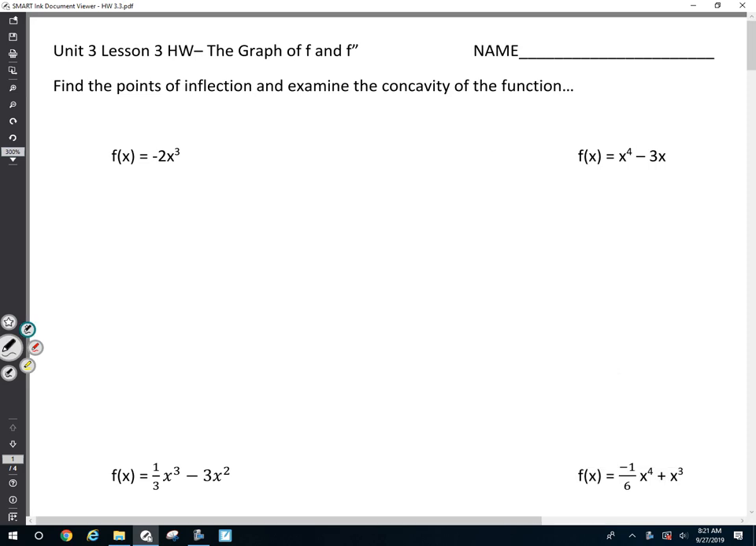All right, here is the key for the third lesson. Homework: find the points of inflection and examine the concavity of the function.